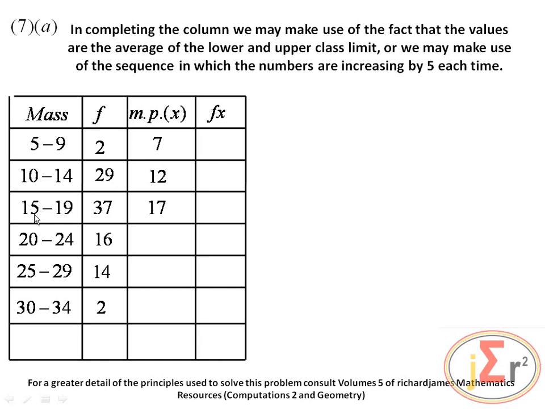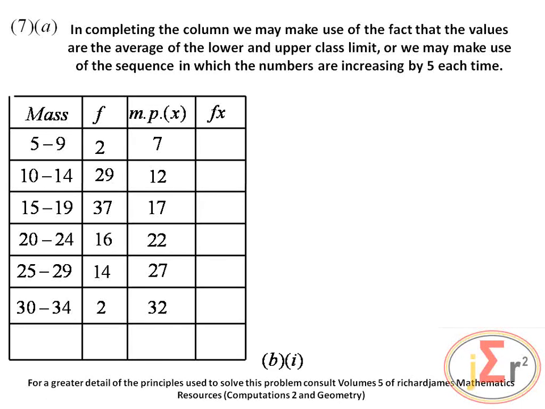We can do that each time, or we may make use of the sequence in which the numbers are increasing by 5 each time. So we realize that 7 plus 5 is 12, 12 plus 5 is 17, 17 plus 5 is 22, 22 plus 5 is 27, and 27 plus 5 is 32. Or 30 plus 34 is equal to 64, divide 64 by 2, we get 32. It is far more efficient in terms of time to make use of a pattern that we have inside of the table.